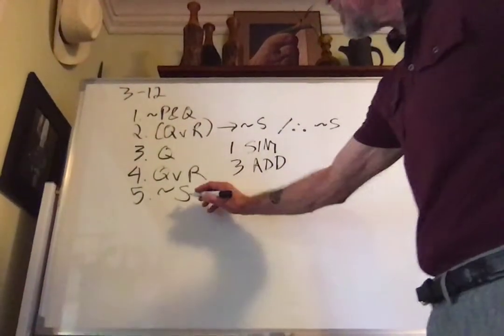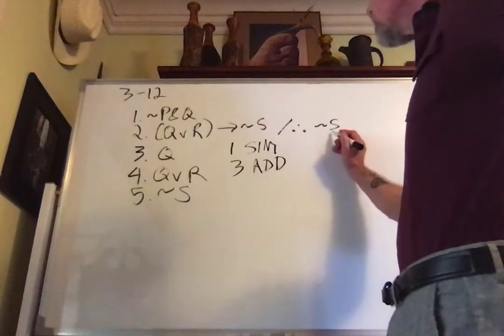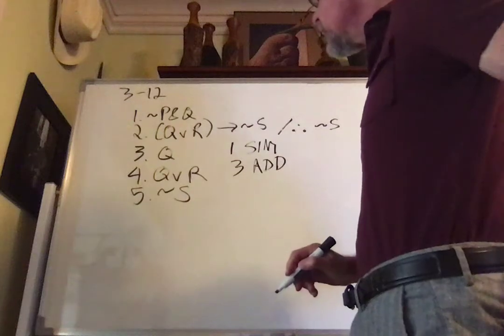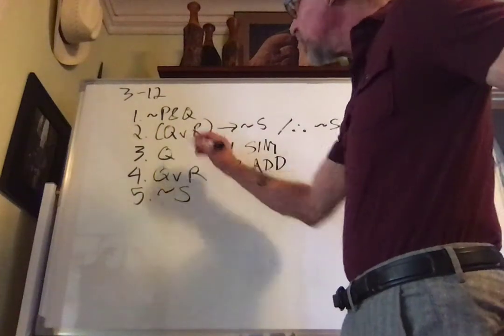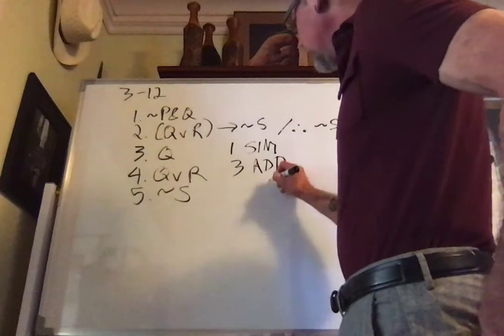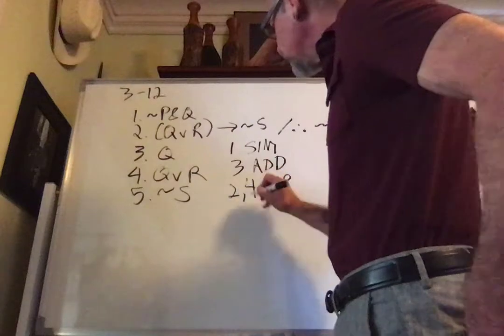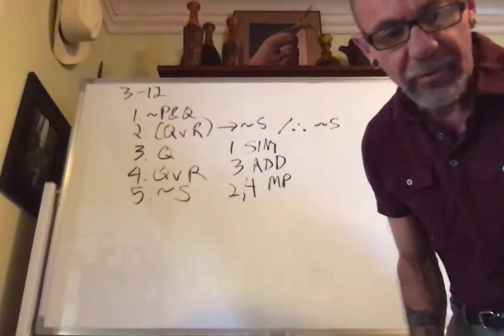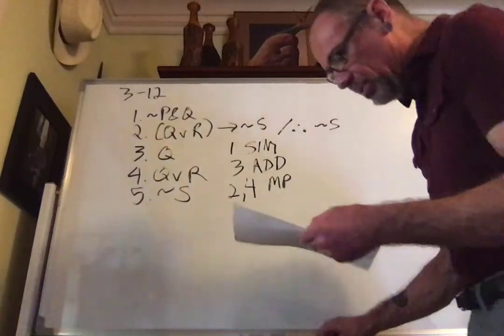So, okay, now we in line 5 get negation sign S, the main conclusion. I notice that's the consequent of the conditional that we have in number 2. And I notice that in number 4 we have the antecedent of that conditional. So if we apply modus ponens to lines 2 and 4, we can get negation sign S by itself. All right, that was number 5. I'm going to turn now to number 8.